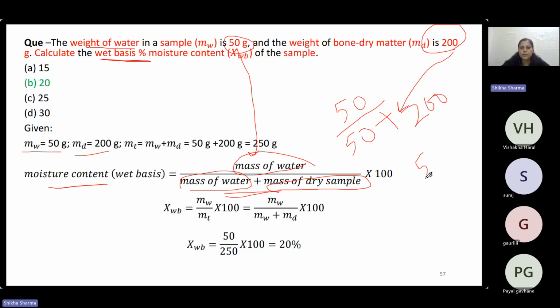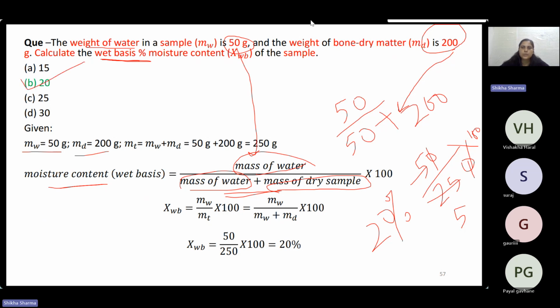So which is 50 divided by 250 times 100, because we want it in percentage. This is 1 by 5, times 100, which is 20%. So B is the correct answer. Is this question clear?